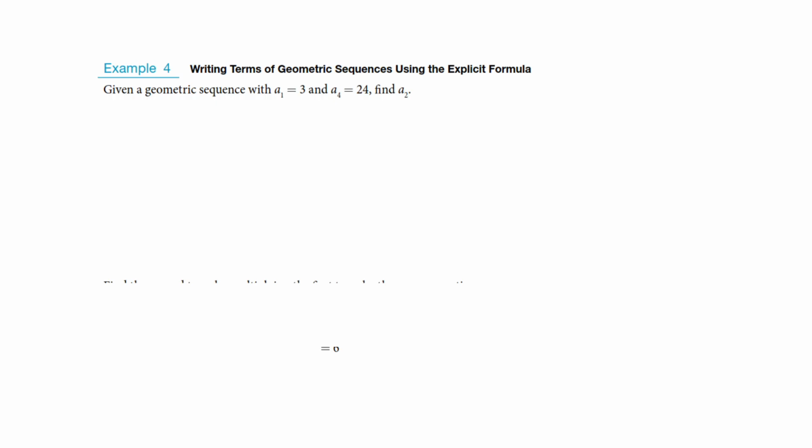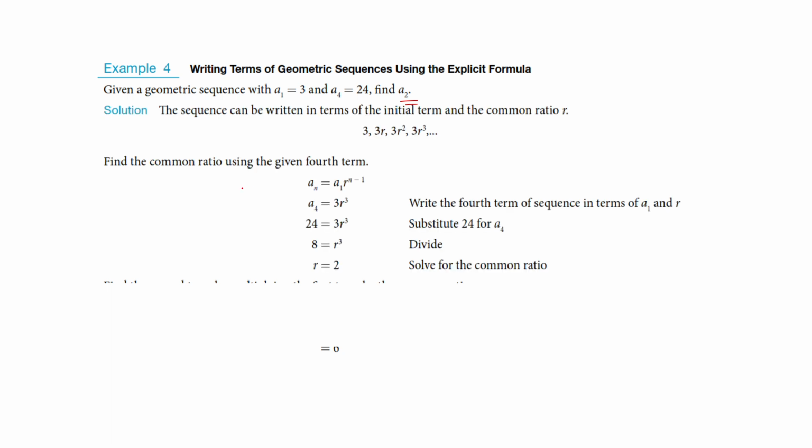Okay, so we need the explicit formula for the geometric sequence. So we have our first term. What we need to do is they want us to find our second. Well, we don't have the ratio. So what we're going to need to do is use our formula here.